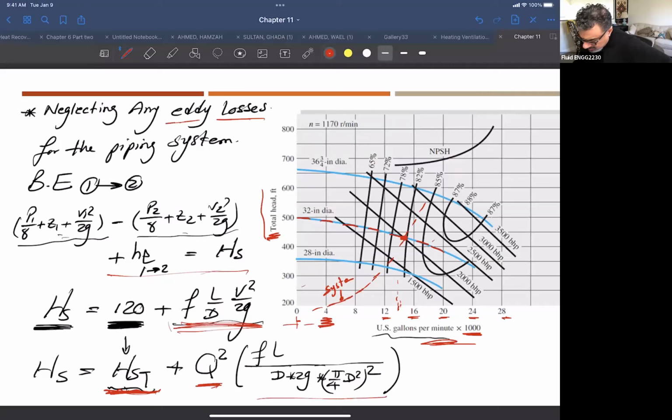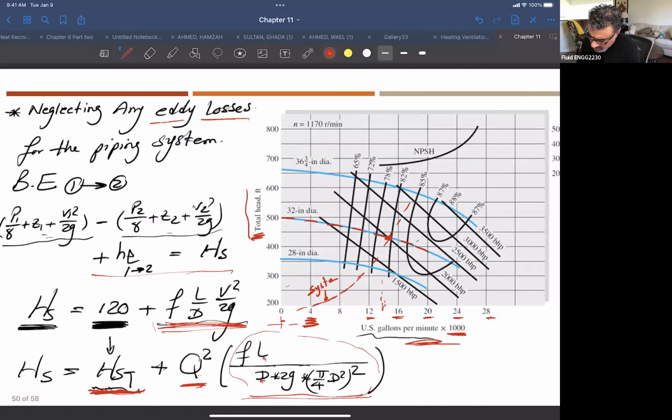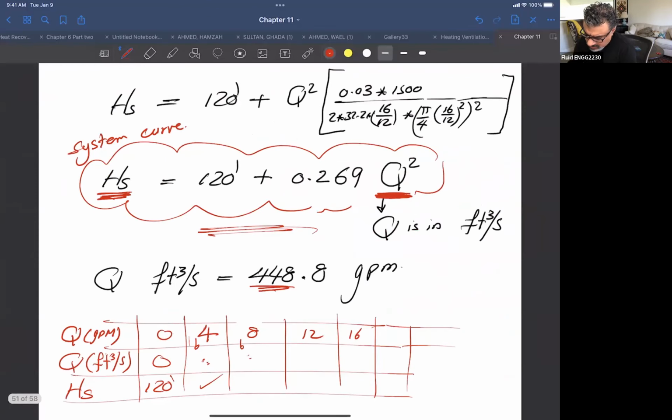In this case, I get all terms in front of the Q square, which I call a constant. Why constant? Because diameter is constant, length is constant. Everything in the piping is not changing with the flow rates, right? You move a flow rate that is that much, same piping, same diameter, same everything. So we call it the system constant. So H system becomes something like this: 120 feet plus some value times Q square.